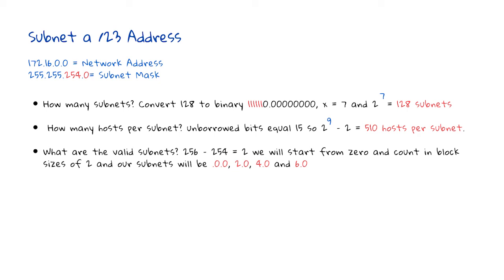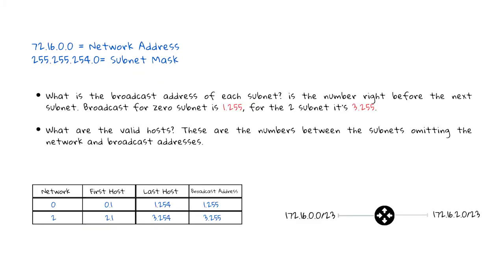What are the valid subnets? That's 256 minus 254, which is equal to 2. So our networks are going to start from 0, and they are going to increase in twos. So 0, 2, 4, 6, 8. What is the broadcast address? The number before the next subnet. In our case, our broadcast address for the 0.0 network is going to be 1.255, and the broadcast address for the 2 network is going to be 3.255.